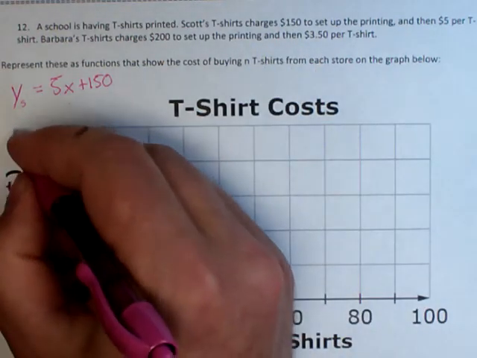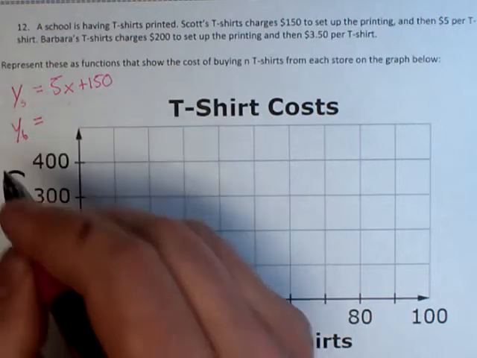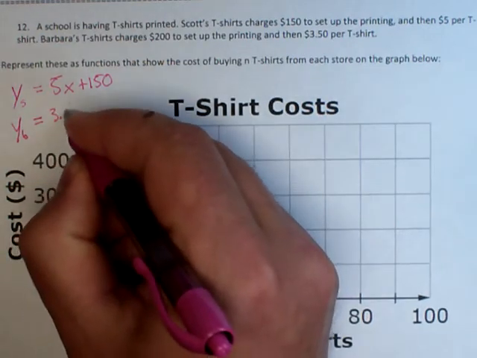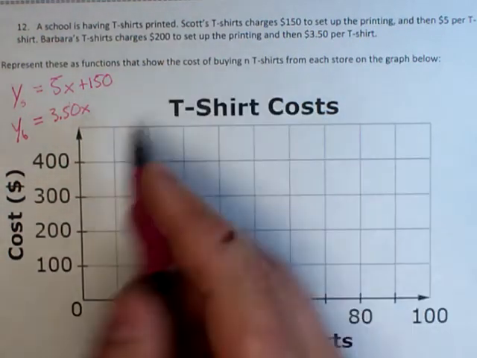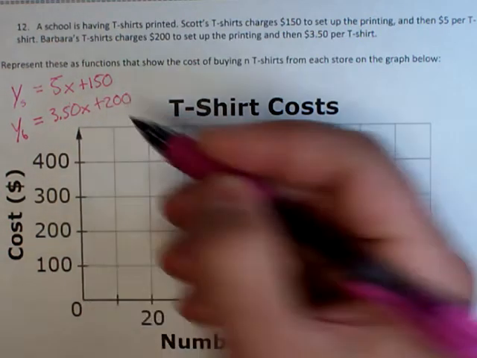Meanwhile, for Barbara, again, the cost for Barbara is equal to $35 per t-shirt. And then 200 to start.